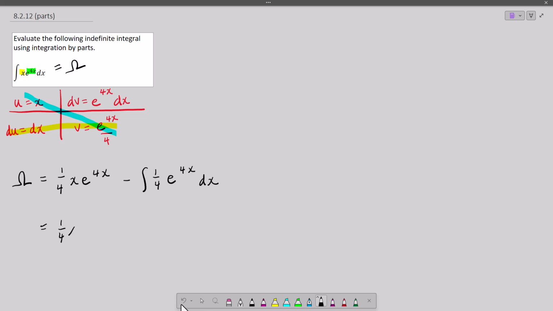So we're going to have 1/4 x e to the 4x. This integral here is an exponential. The integral of an exponential is itself divided by the derivative of the exponent. So we will end up with that as our final answer.